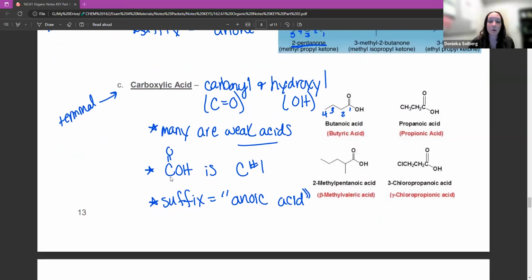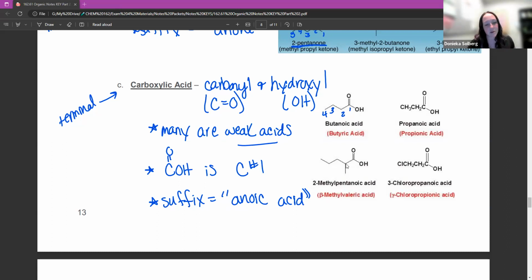This carbon is always carbon number 1, just like with our aldehydes. You'd start on the carbon that has that double bond OOH on it, and the suffix is anoic acid. So this has 4 carbons. This is butanoic acid because this carbon has a double bond OOH. Double bond OOH, propanoic acid.